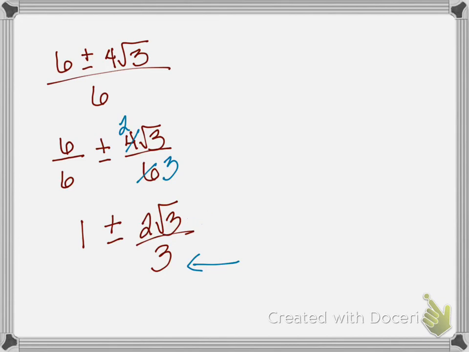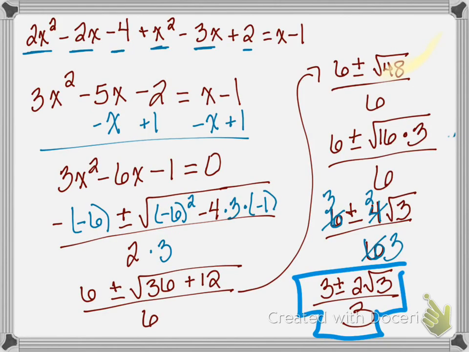So you would get 100% credit if you had 1 plus or minus 2 root 3 over 3, or if you had 3 plus or minus 2 root 3 and all of that over 3. Okay? Thanks so much.